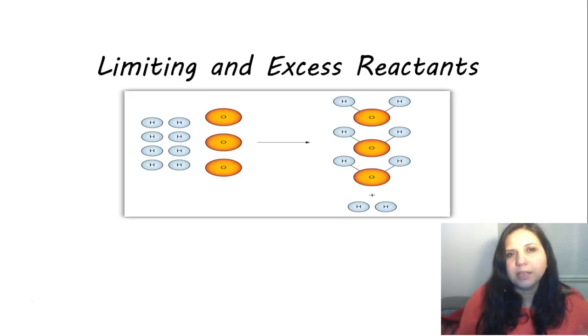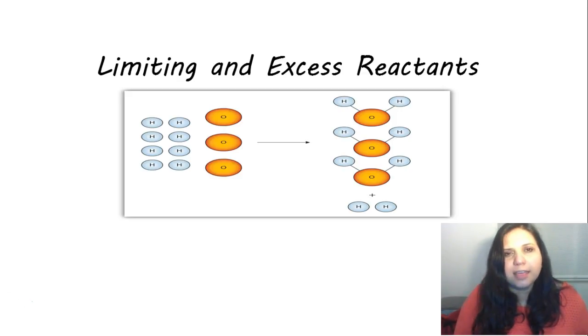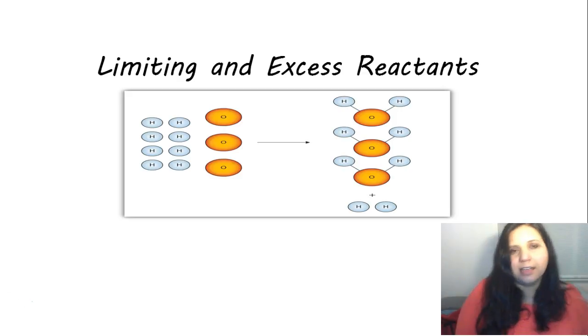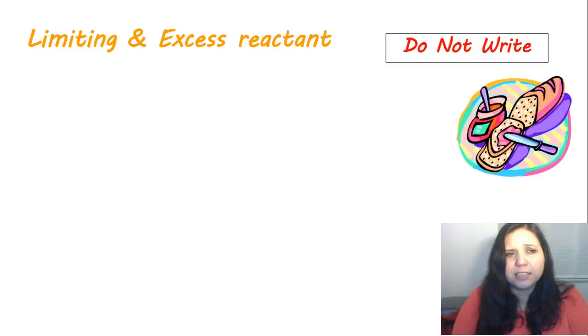In limiting and excess reactants, what we've been looking at before in the past when dealing with stoichiometry is we said it reacts with an excess of oxygen or an excess of hydrogen, and that was so that we only had to deal with one given. Now we're going to have problems where we aren't given an excess of one reactant. And so what we have to do is a little more stoichiometry to figure out these problems.